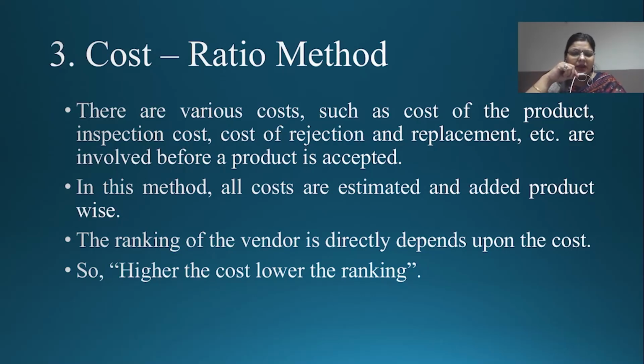Next, the ranking of the vendor directly depends upon the cost. So, the higher the cost, the lower the ranking. If the cost is high, okay, cost ratio basically works. If the cost is going too high, you cannot select that kind of vendor. You have to select when the cost is low and the ranking is high.